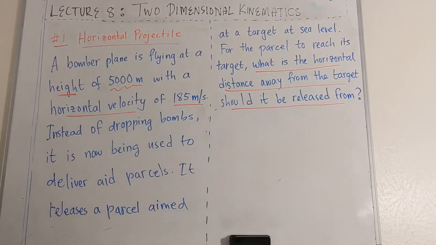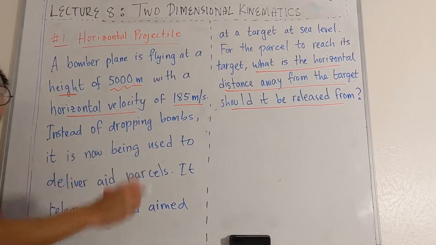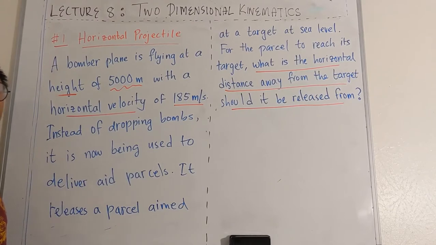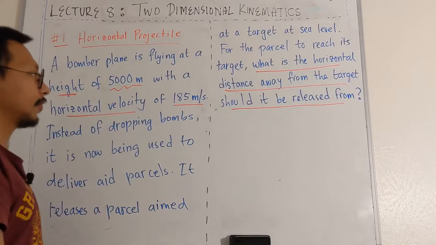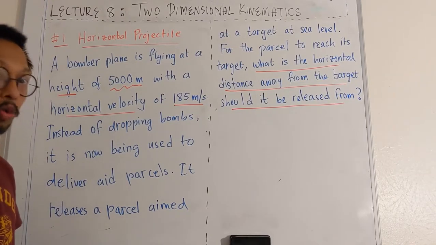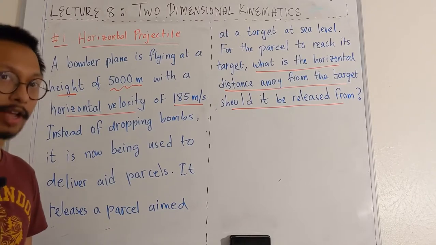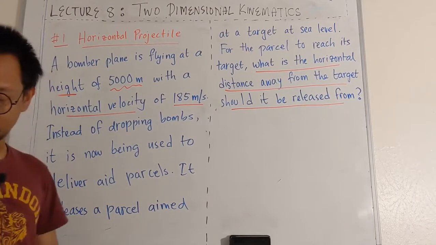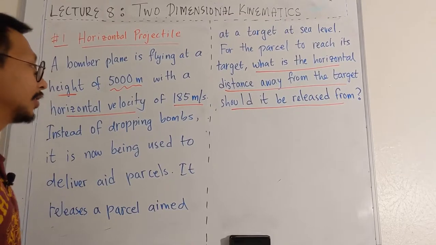So this is our goal: to find the distance from which the plane should release the package so that it reaches the target safely and people get aid. Let us first draw a diagram of the situation, like we will always do when solving any kind of physics problem. That just makes our lives a lot easier.